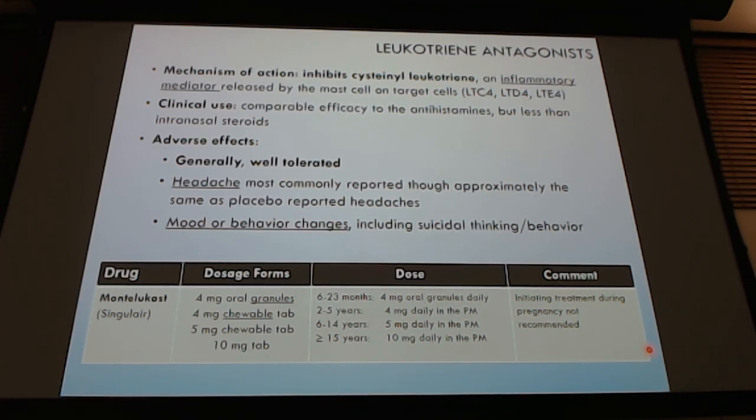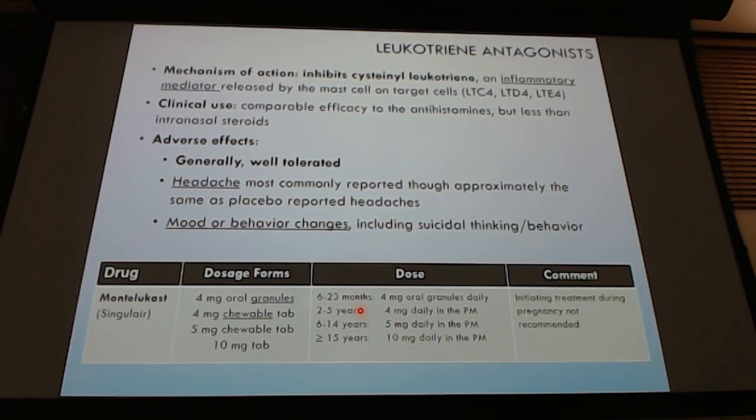The drug that we have for this class is your montelukast, or Singulair. You see that we have several different dosage forms: granules, chewables, and regular tablets. This comes into play because if you have a younger child who has allergies, you can help them by giving them Singulair or montelukast. As long as they're 6 months old, I can give them this medication. So 6 months and up, they can use it.